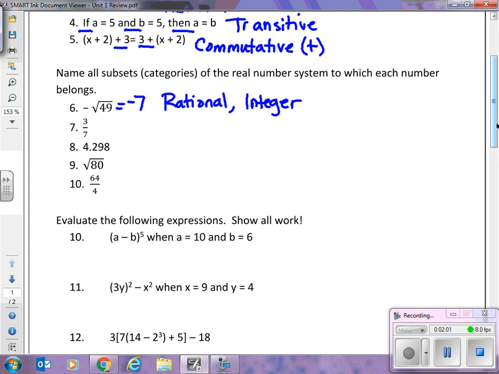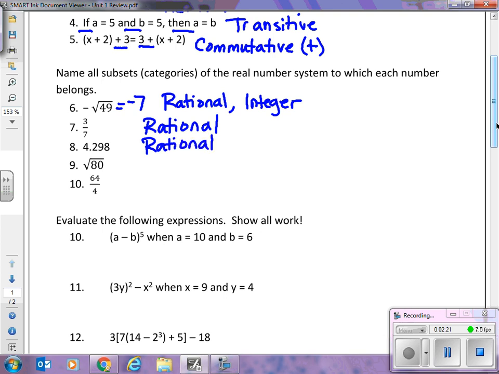When you go to number 7, do not touch the calculator. You don't need to. If it's already written as a fraction, then the only thing it can be is rational. You will not find fractions on number lines or anywhere else. For number 8, it is a decimal that stops, 4.298. So because it stops, it is also rational because it can be made into a fraction.